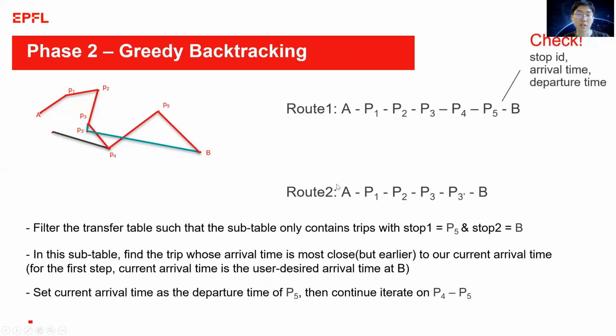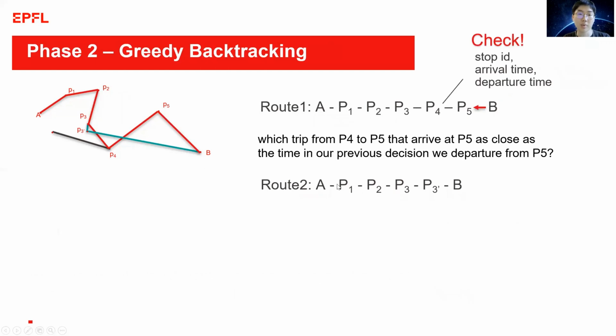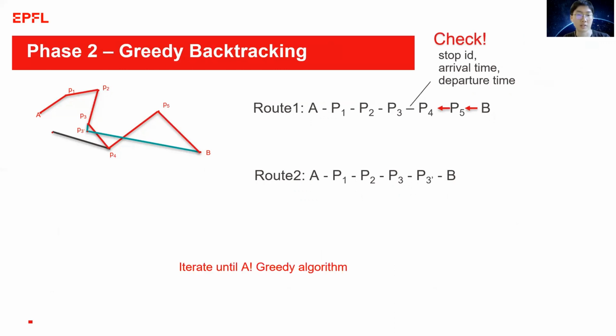Then we set the current arrival time as the departure time of P5. Then we find the best trip from P4 to P5 by computing which trip arrived at P5 as close as possible to the departure time from P5 according to our previous decision. So basically, we iterate until A. It's like a greedy algorithm.